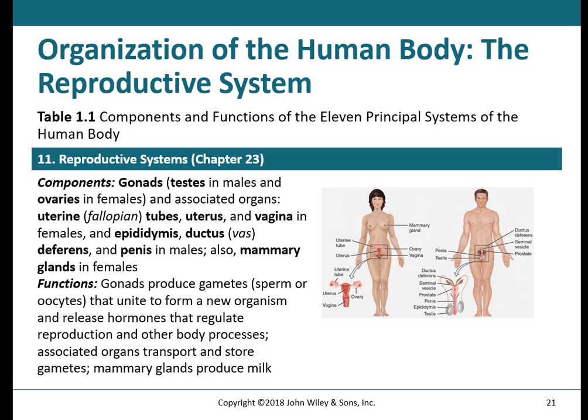So these produce the gametes, or the sperm or the eggs, that are going to unite to form a new organism. And they also release hormones that help regulate reproduction and other body processes. So when we hit puberty, we have our growth spurt because of the estrogen, testosterone, things like that.